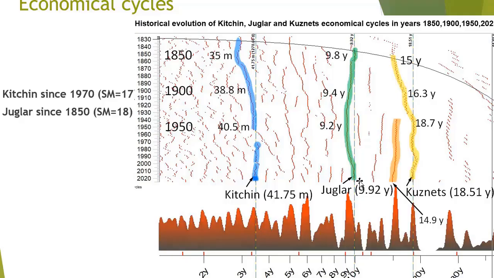Another, you see this is a vertical line. This corresponds to the Juglar economical cycle. The period of the cycle is 9 something years. And you see the period of the cycle changes, but since the 1850s, this cycle makes 18 periods. So you see the life expectancy of Juglar economical cycles is much longer, 18 periods.